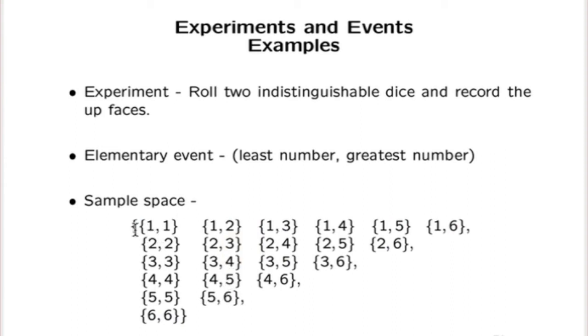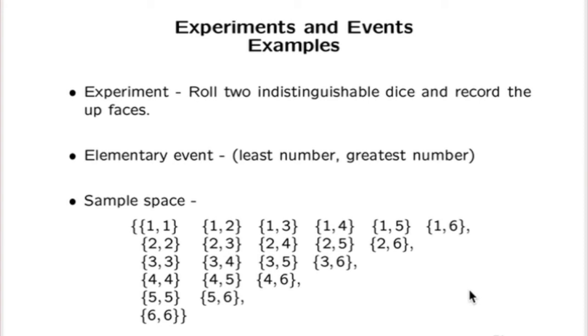Now I see here that in these elementary events I've listed, I've got them listed using brackets. Technically those should be parentheses, because that's typically how we would represent ordered pairs. So I'll let you make that correction in the notes.